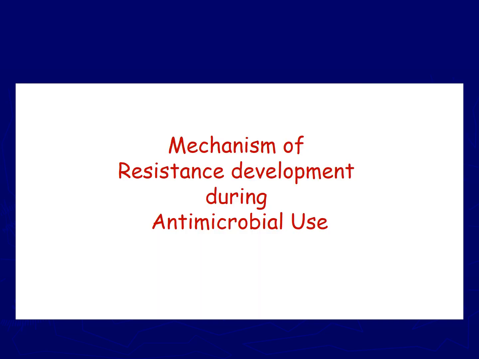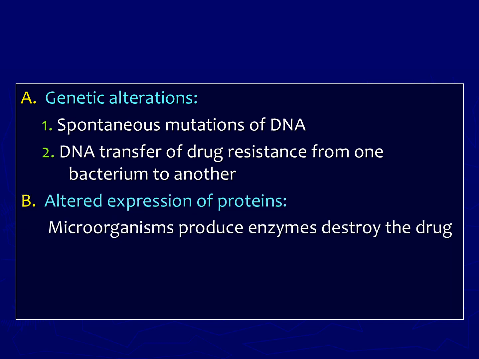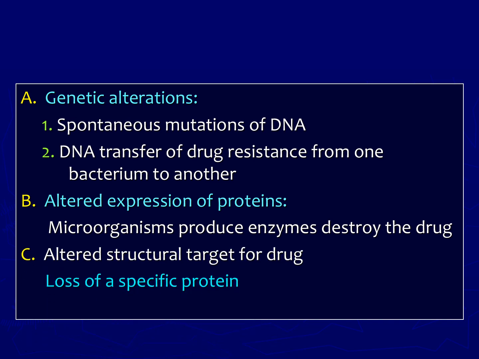Now, the mechanism of resistance development during antimicrobial use. What is the reason how resistance develops against antimicrobial agents? Now, the reasons may be these. First is genetic alteration. There may be simple spontaneous mutation of the DNA, or some DNA transfer of resistant material from one bacterium to another bacterium. In this, there may be spread of resistance to other bacteria. Or there may be altered expression of proteins. Some microorganisms produce enzymes which can destroy the drugs. For example, beta-lactamase enzyme. We may call them penicillinase or cephalosporinase specifically, which destroy penicillin or cephalosporins. These are produced by the microorganism and they destroy the drug molecule. And the third one is alteration of the structure of the drug target, loss of some specific proteins.